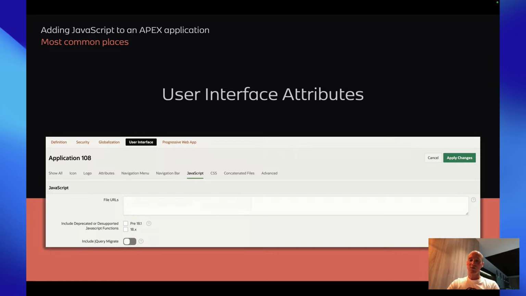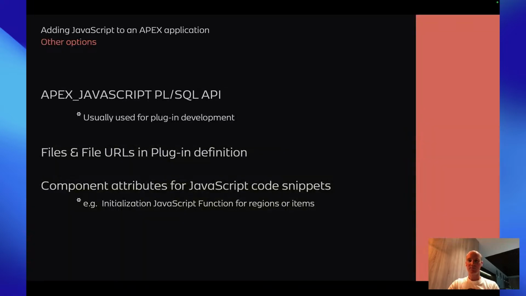We also have the user interface attributes. There we can reference JavaScript files as well. That's another option. And there's also an Apex JavaScript PL/SQL API, less common, I would say. Usually it's used for plugin development, so we can load external files needed for our plugins.